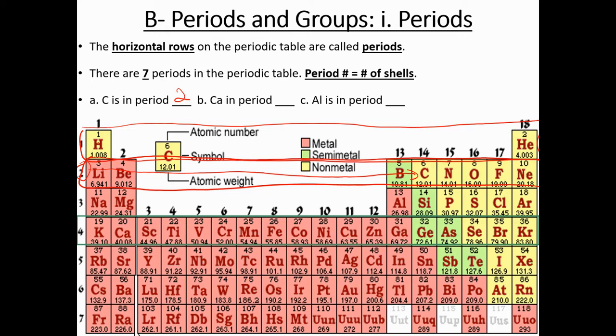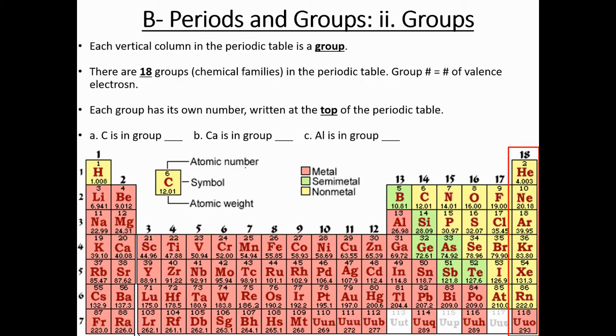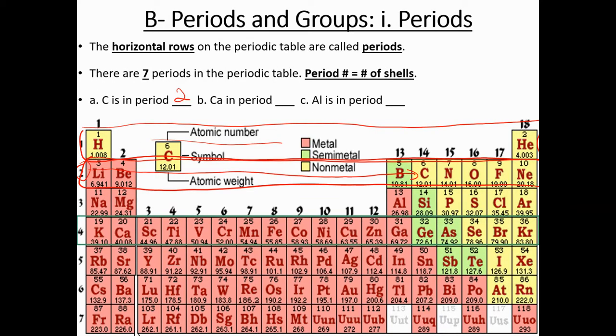Calcium, so this is period 1 this way, period 2 this way. Let's go back, sorry. Calcium right over here. This is period number 4 if we count down, so calcium is in period 4. Aluminum is over here. It's in period 3. It's in the 3rd row.